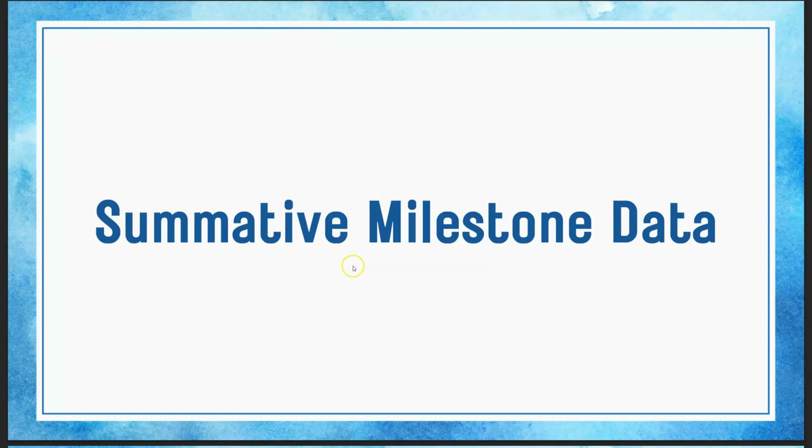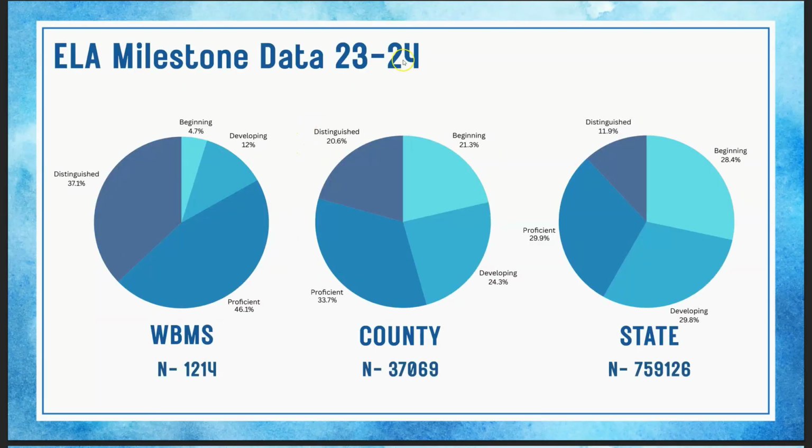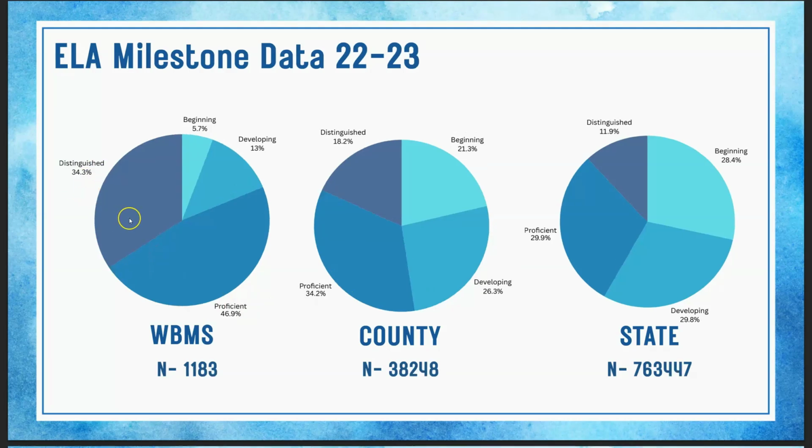Summative milestone data. So this is our milestone data from the most recent year, 23-24. You can see that we have pretty excellent data, and you'll see throughout these next 2 slides that county and state data really doesn't fluctuate very much, but WBMS does have some notable changes that we'll focus on. You'll see that only 4.7% are beginning. You'll see that 12% are developing, and you'll see 46.1% are proficient, and 37.1 are distinguished.